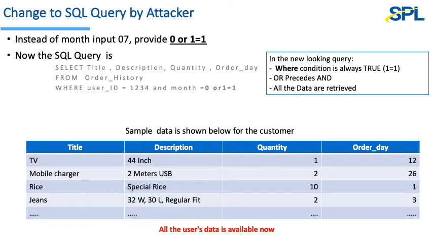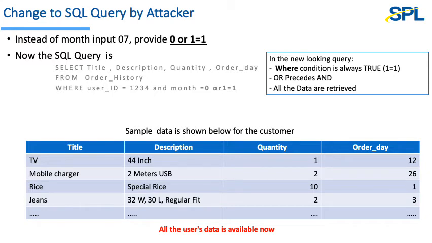Unfortunately, the attacker can take advantage of the vulnerability in the implementation of the website. Let us go through how an attacker exploits the vulnerabilities. Instead of just entering the month, the attacker can enter 0 or 1 equals 1. The construction of the query from the form is changed in the where clause now. Now the order history month is 0, and there is no information for the month 0, as there is no month 0. This part of the SQL query returns nothing.